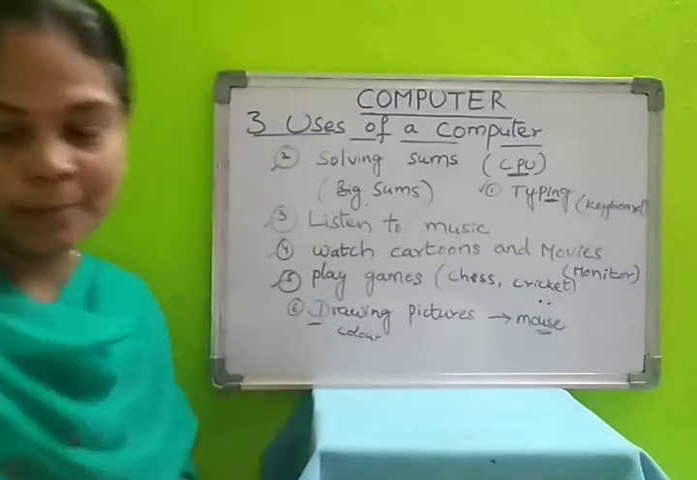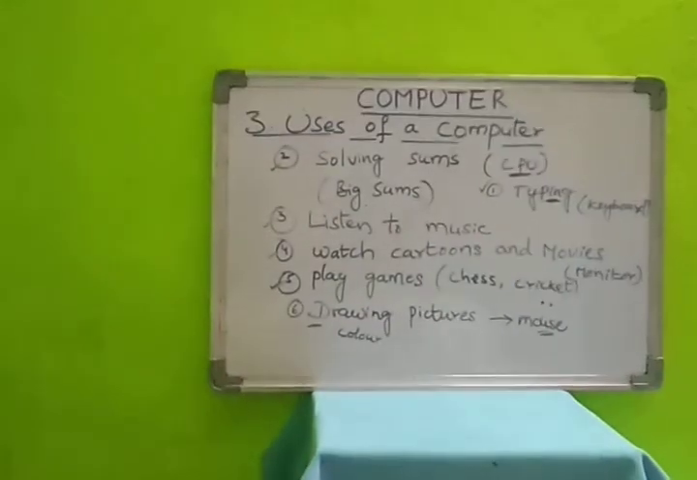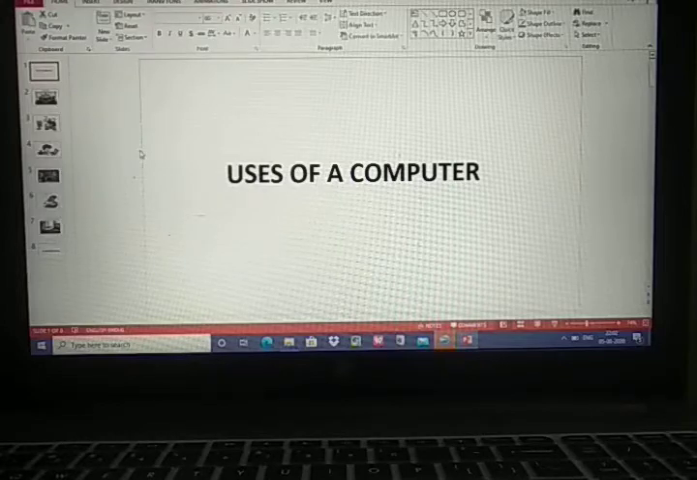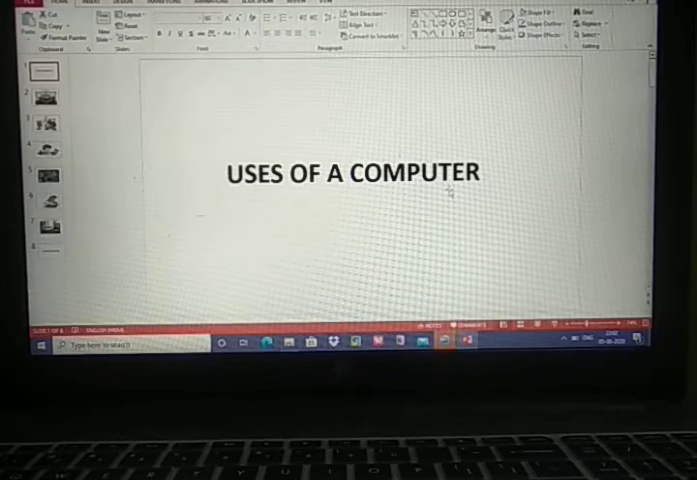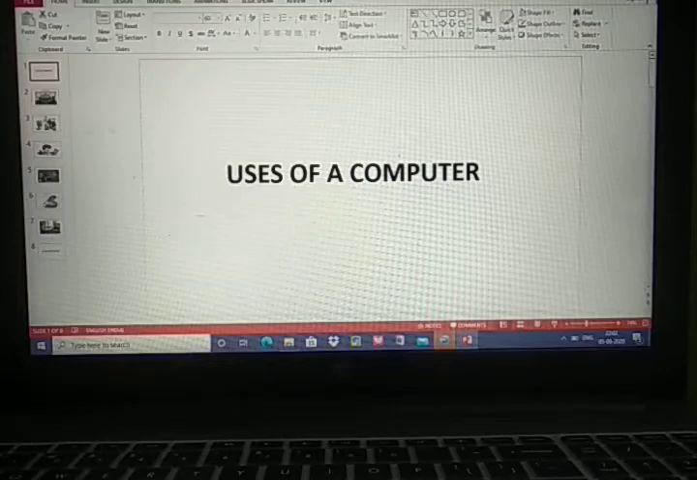Okay children. Yeah, good morning children. Today we are going to learn about uses of a computer. So from last class onwards we are learning about the parts. Okay, how many parts in a computer, how to connect those, that we have learned. Now we will learn about the uses of a computer. What are the uses of a computer?